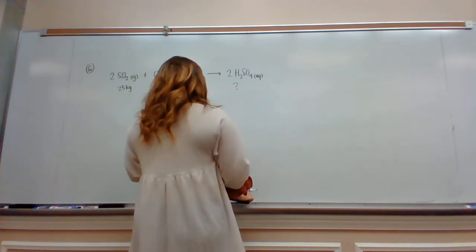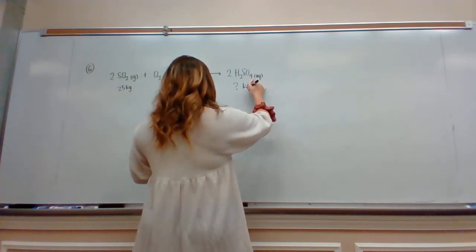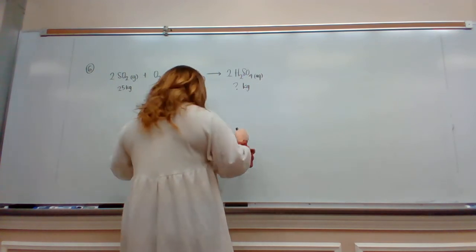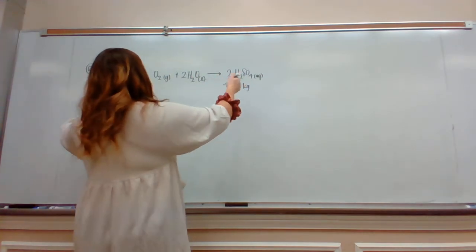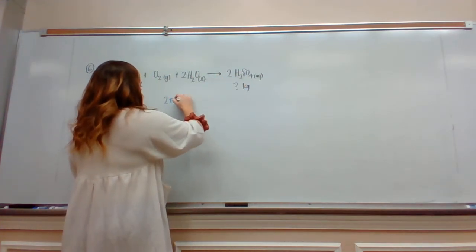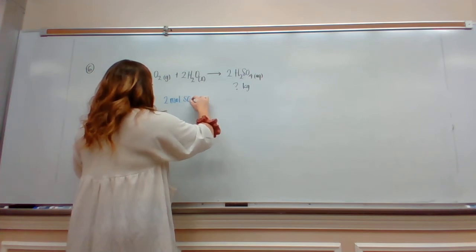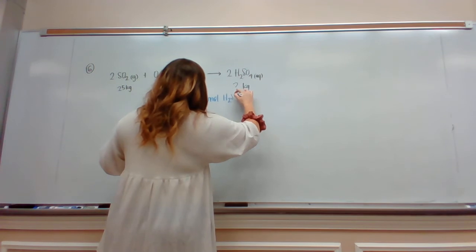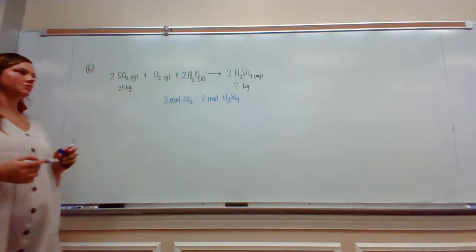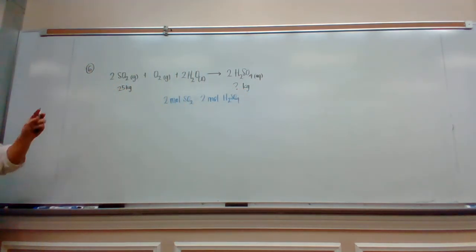All right, so same thing as we just did, except this time we start with kilograms and end with kilograms. The link between the two compounds we're interested in is the mole-to-mole ratio. For every 2 moles of SO2, I produce 2 moles of sulfuric acid. So we'll work it out.